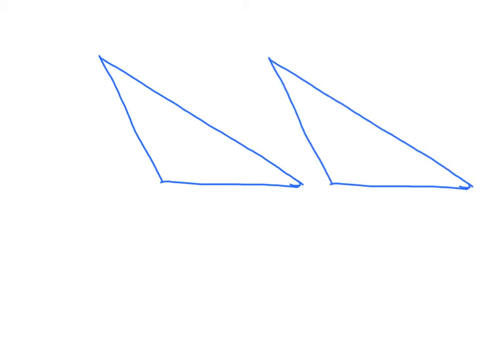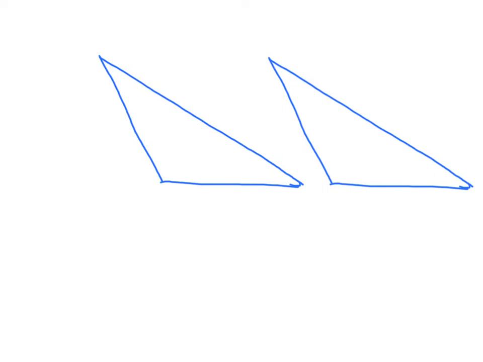So I'm just going to start with a generic triangle here. Okay, nothing real special about it. Just a triangle. And similar to what I did with the parallelogram and the trapezoid last week, I'm going to take that triangle and duplicate it. So now I have two of the exact same triangle.